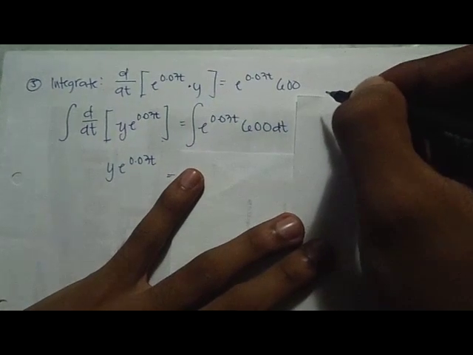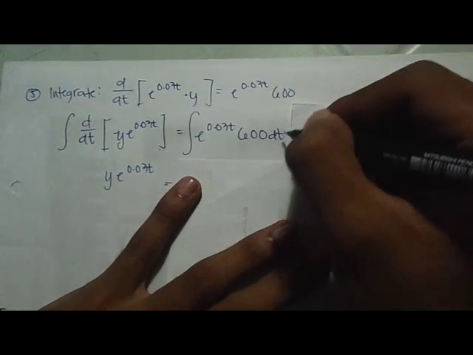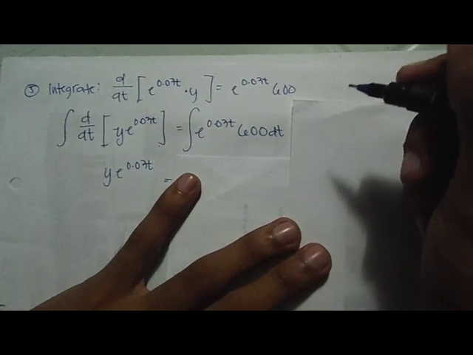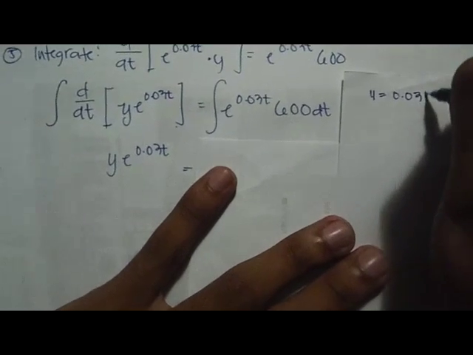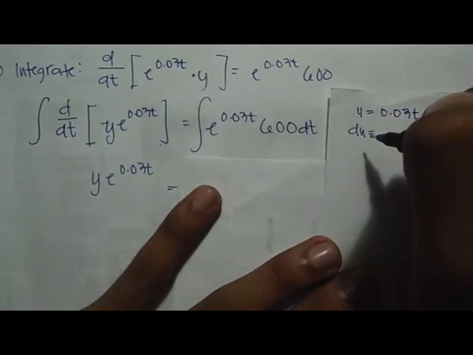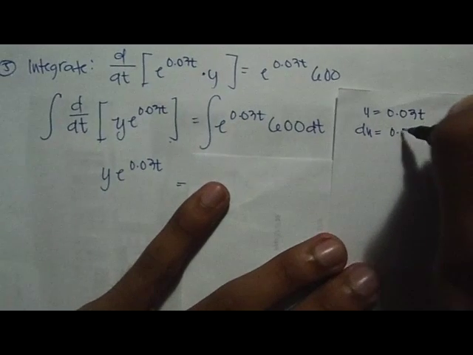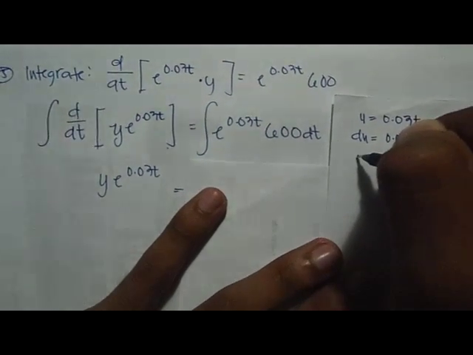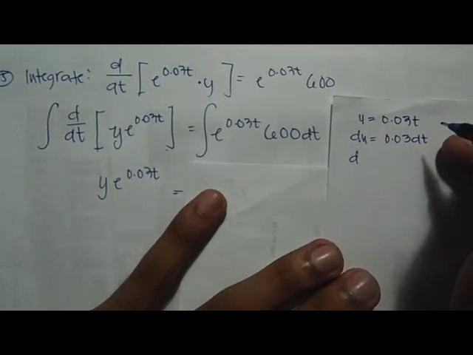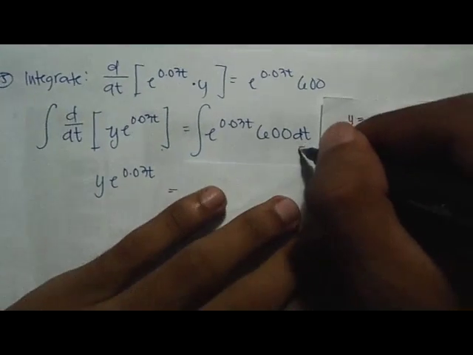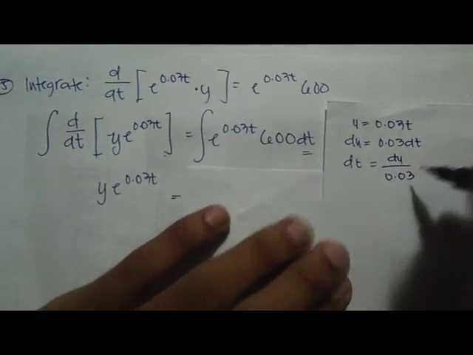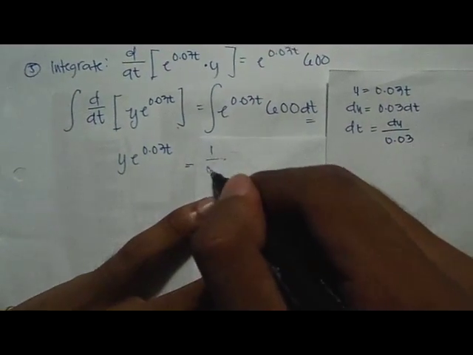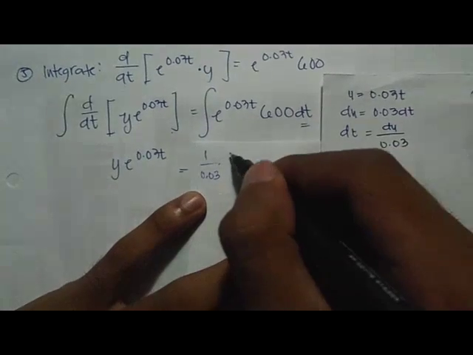So we need to let u, for us to fully integrate this part of the equation. In this case, we let u be 0.03t. Therefore, du will then become 0.03 dt. We need to write the equation in terms of dt, since dt is what is given here. So dt would be equal to du over 0.03. In return, we need to multiply 1 over 0.03 to our equation.